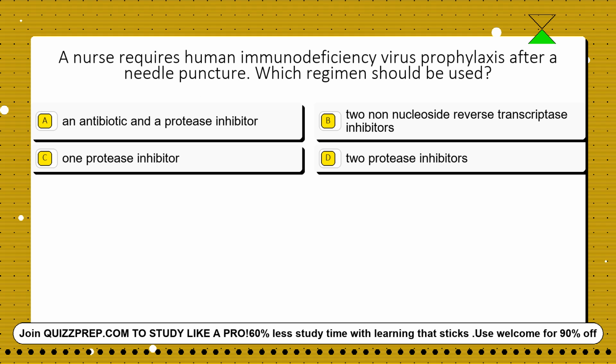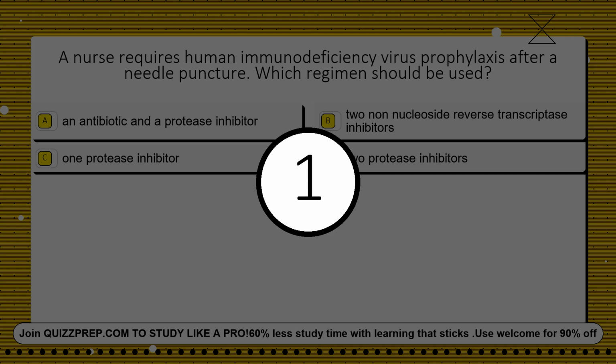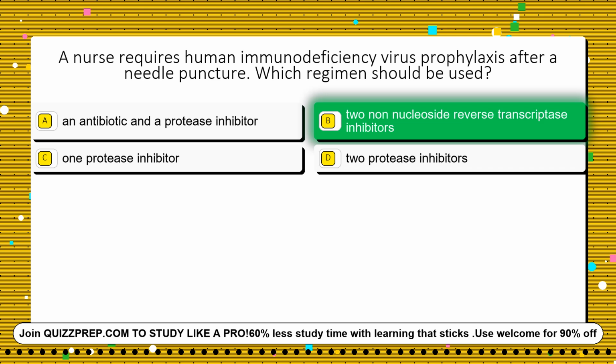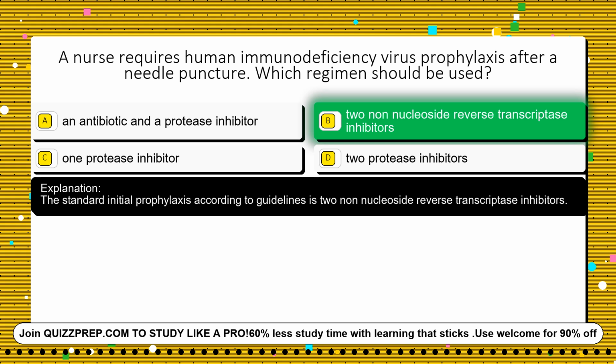Question 84. A nurse requires human immunodeficiency virus prophylaxis after a needle puncture. Which regimen should be used? Option A, an antibiotic and a protease inhibitor. Option B, 2 non-nucleoside reverse transcriptase inhibitors. Option C, 1 protease inhibitor. Option D, 2 protease inhibitors. The correct answer is option B, 2 non-nucleoside reverse transcriptase inhibitors. The standard initial prophylaxis according to guidelines is 2 non-nucleoside reverse transcriptase inhibitors.